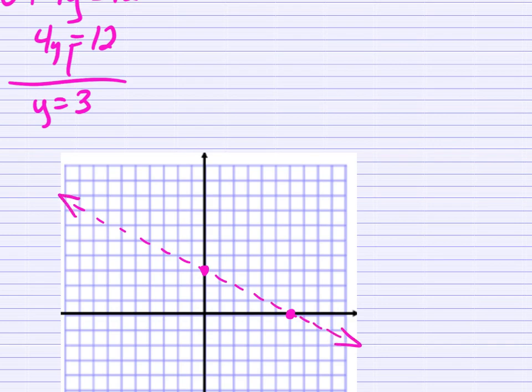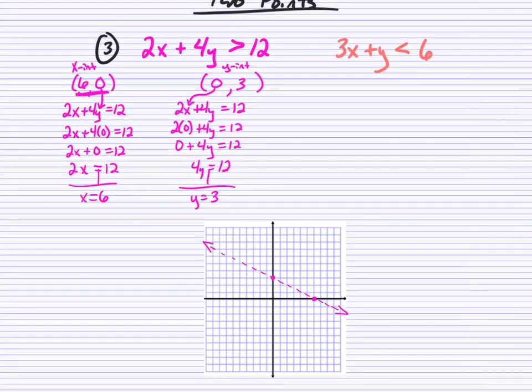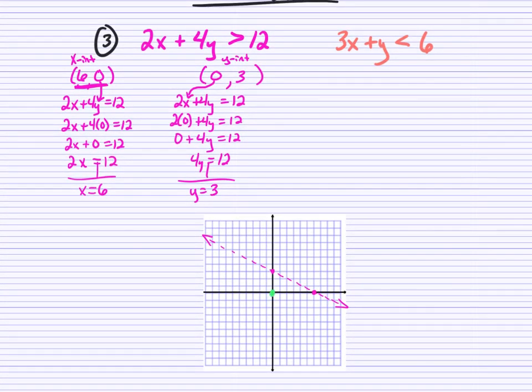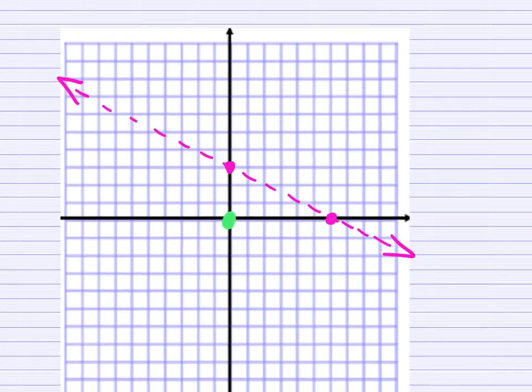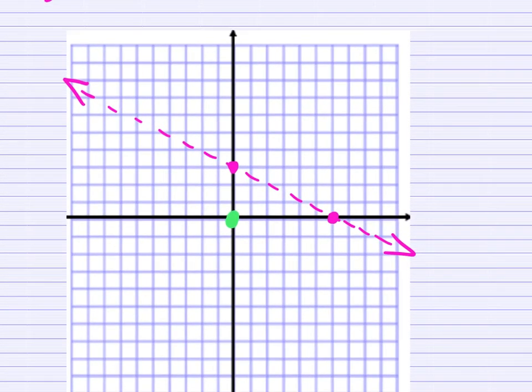Now I need to figure out, do I shade above or do I shade below? So I'm going to pick a point and test it. I'm going to pick 0, 0 right there. So let's go with 0, 0, and let's test it. 2x plus 4y is greater than 12. 2 times 0 plus 4 times 0 is greater than 12. And 0 is greater than 12. 0 is not greater than 12. So when I look over here, if that green dot is not my solution, which is below the line, then my solutions have to be above the line. So I'm going to write myself little reminders that says wherever I shade, better be above that purple line.